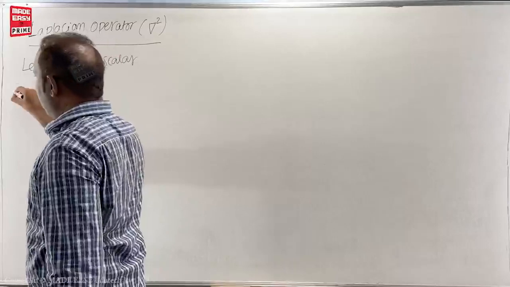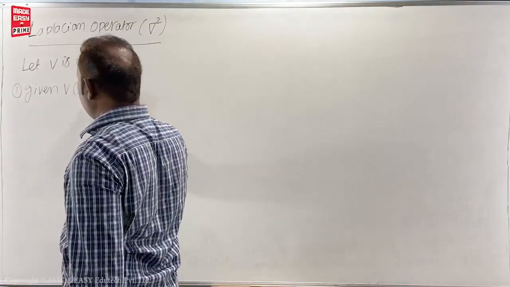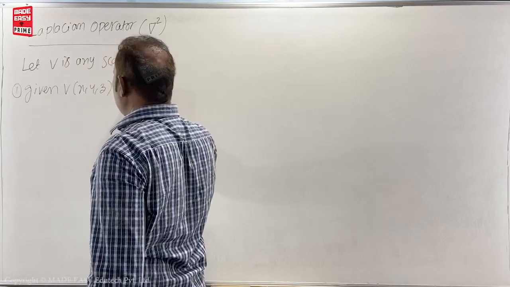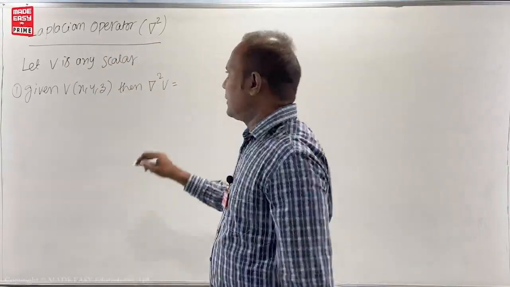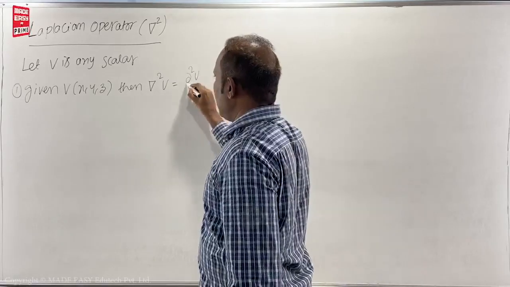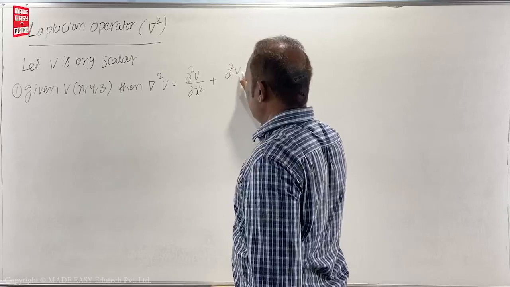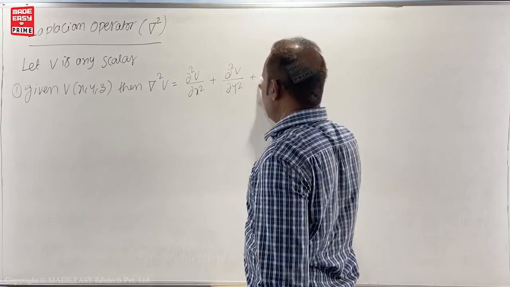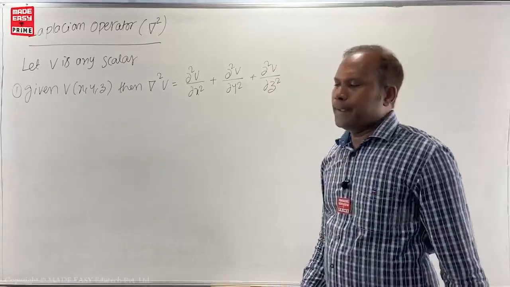Then first formula: given the scalar is a function of x, y, z, that is which coordinate system? Rectangular coordinate system. Then del square V is a formula. After derivation you get this one: dou square V by dou x square, dou square V by dou y square, dou square V by dou z square.